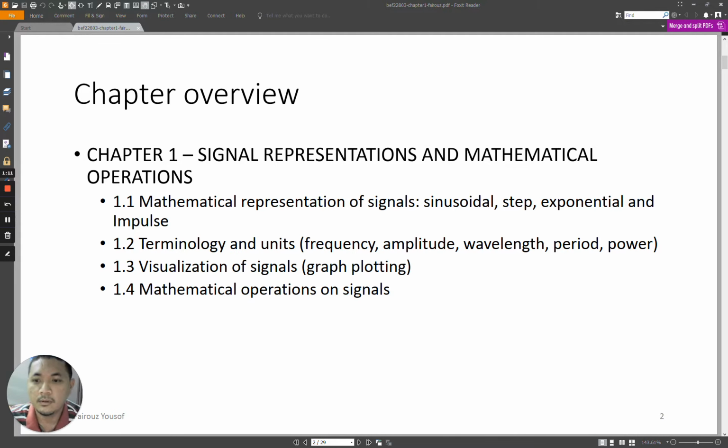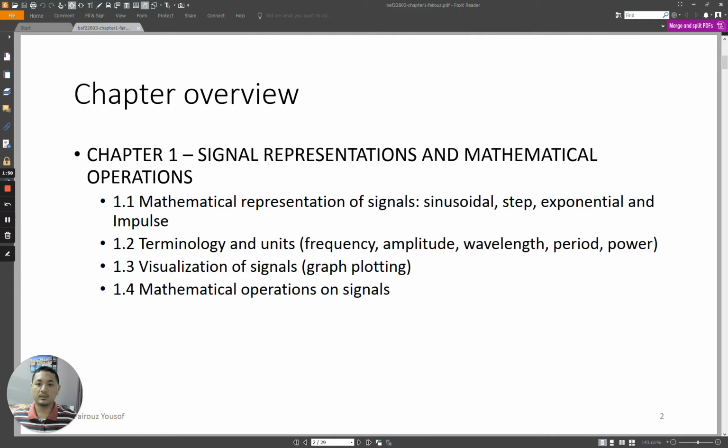Okay, chapter overview. First, we are going to look at the mathematical representation of signals. So we will look at sinusoidal, for example, step, exponential, and impulse. Then we will look at the terminology and units: frequency, amplitude, wavelength, period, and power. So definitely you have learned this before in different subjects, but we will go through this again, just to recall these terms, this terminology.